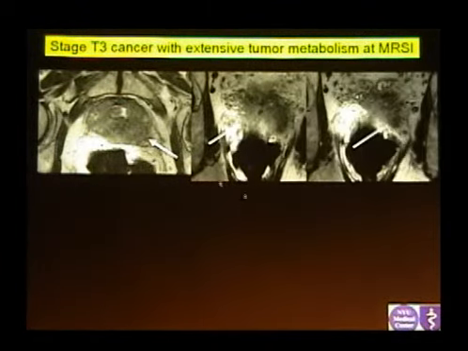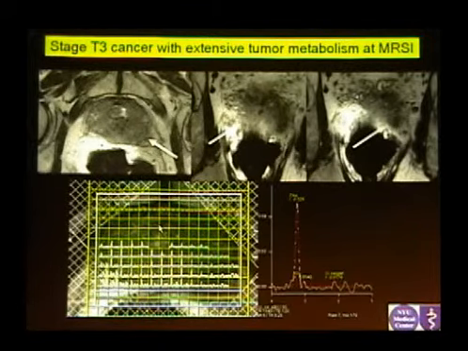So this is our case also with extensive tumor here going outside. You see a small node also here. It's pretty small, but it's probably very suspicious. And extensive colon metabolism also here.